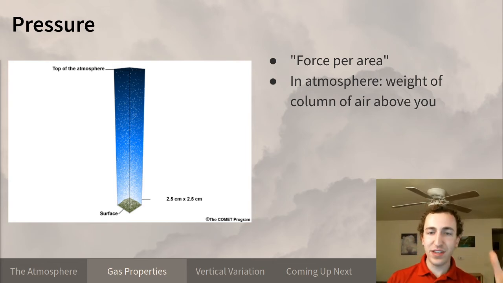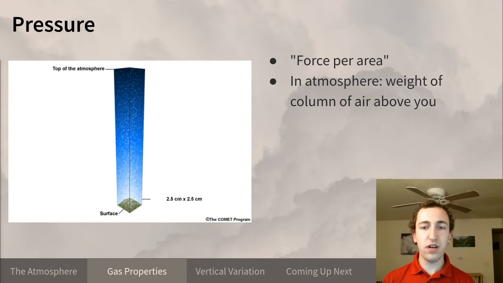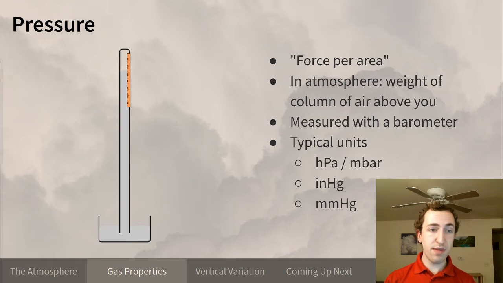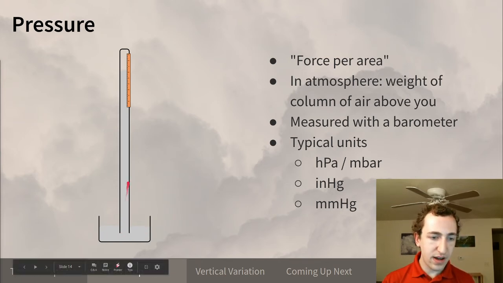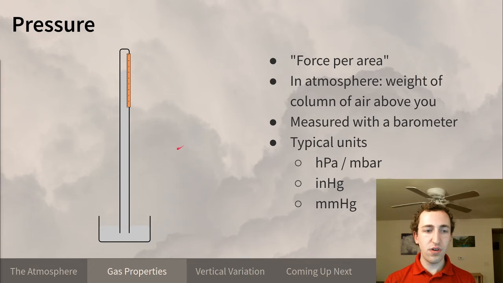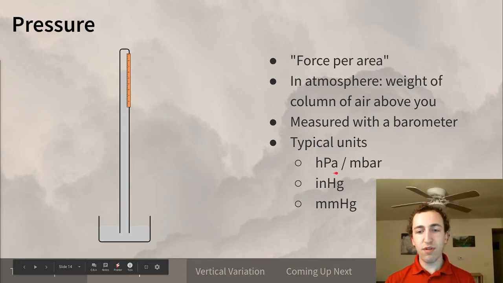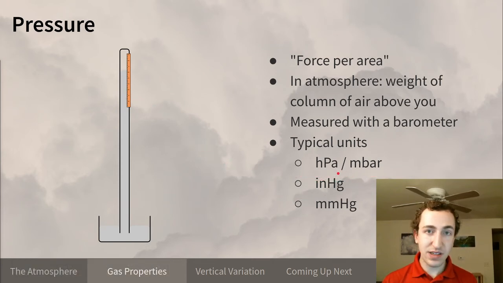Pressure is, again, physically the force per unit area. In the atmosphere, that force is weight. So in the atmosphere, pressure is the weight of the column of air above you. We measure it with a barometer. A typical example barometer, like this mercury barometer, you directly measure the force per unit area, and that causes a displacement of this mercury column, this fluid, and then we measure this. So that's how we get these units of pressure, these inches or millimeters of mercury, this length of displacement in this column.